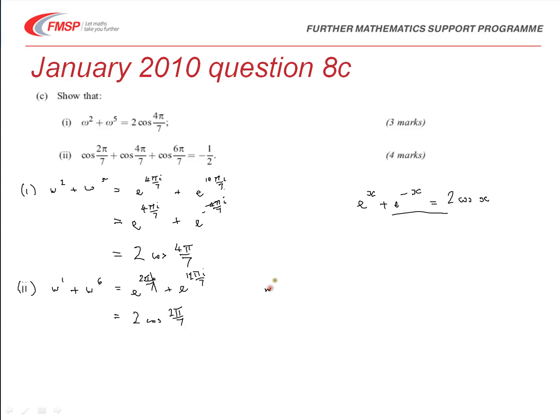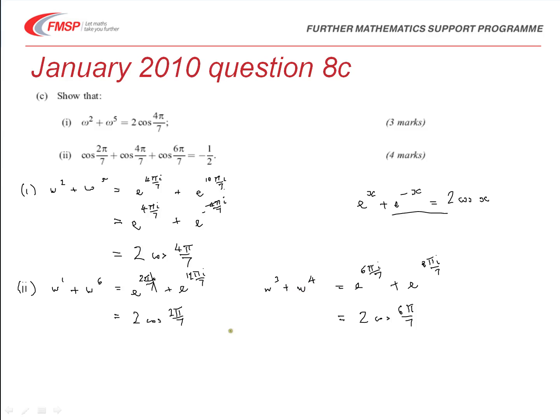Likewise, if we then do w cubed plus w to the 4, pairing those together, we're going to get e to the 6 pi i over 7 plus e to the 8 pi i over 7, which again, the e to the 8 pi i over 7 is the same as e to the minus 6 pi i over 7. So this becomes twice cos 6 pi over 7. So we've got three results for w plus w to the power of 6, w squared plus w to the power of 5, and w cubed plus w to the power of 4.